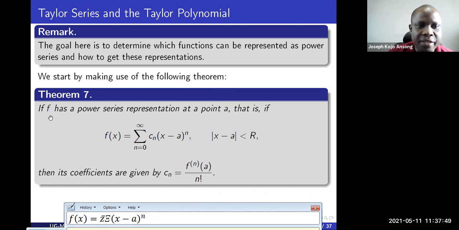But here, this theorem says that if f has a power series representation at a point a, in other words, if f of x can be written as this, within some interval of convergence, then the coefficients, these Cn's here, are given by this expression. In other words, you can relate the coefficients to the derivatives. f to the n here are the derivatives of the function. So you can actually relate these coefficients to the derivatives of the function that you have.